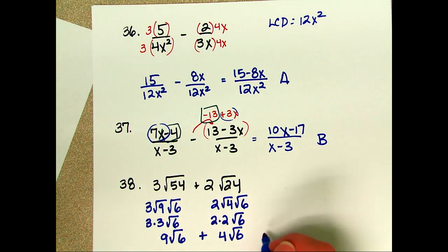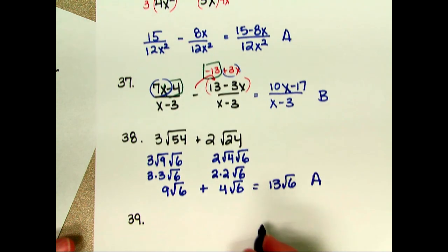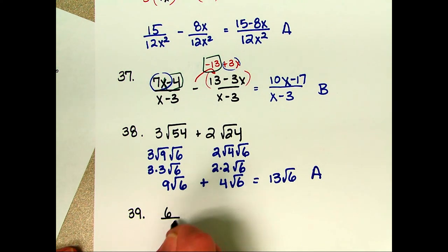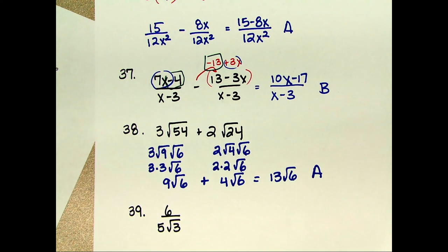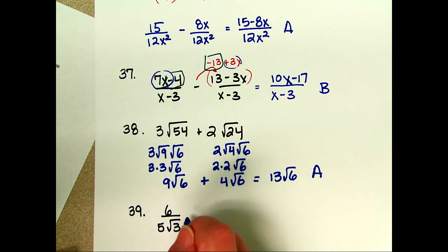Number 39. To rationalize the denominator, we want to get rid of our radical. If we multiply by the square root of 3, the radical will be removed from the denominator. Also, we recall multiplying by a factor of 1 does not change the value of our term. So if I multiply by square root of 3 over square root of 3, I'm not changing the value. I'm multiplying by 1, but I'm also allowing myself to get rid of the radical in the denominator.